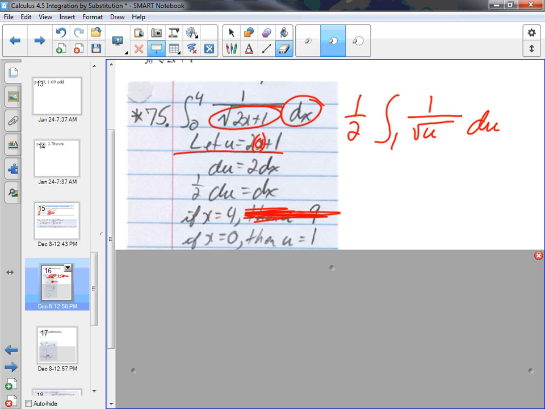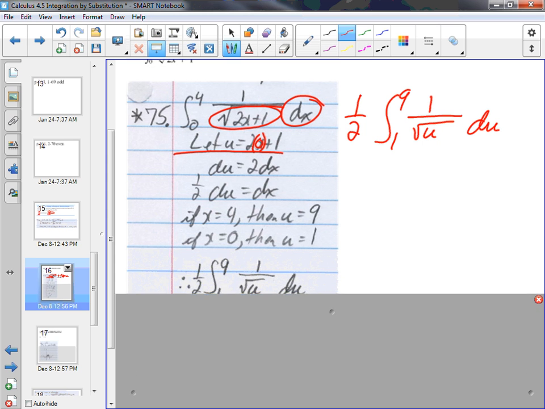And if x equals 4, then what does u equal? 9. So the upper limit of integration is now 9. And now everything's in terms of u, including our limits of integration. You follow me on that? It's not difficult to do usually. You just got to remember to do it. So we have 1/2 times the integral from 1 to 9 of 1 over the square root of u du.